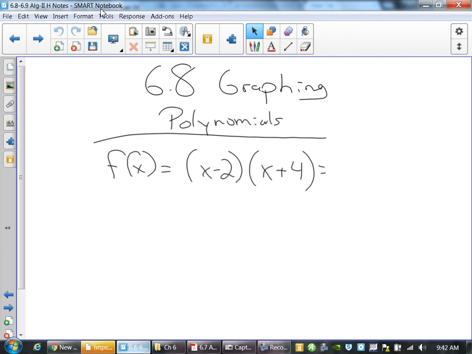So if I'm looking at this one here, what are your tails doing on this? You can probably tell right away. Up. They're up, right?